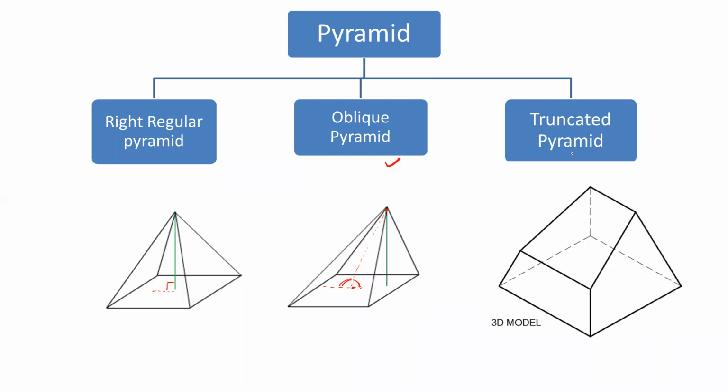And for the truncated pyramid, if you cut this pyramid by an imaginary plane, then the remaining portion is called a truncated pyramid. Okay, so this is a truncated square pyramid, because for this pyramid its base is a square. Okay, so these are the three types of the pyramid.